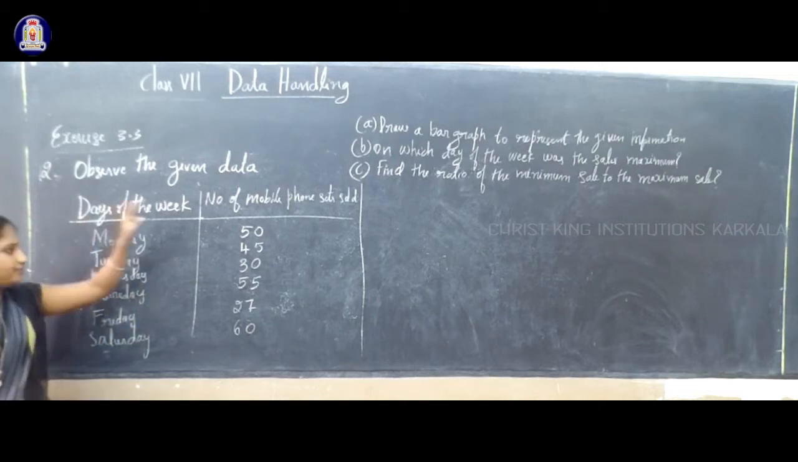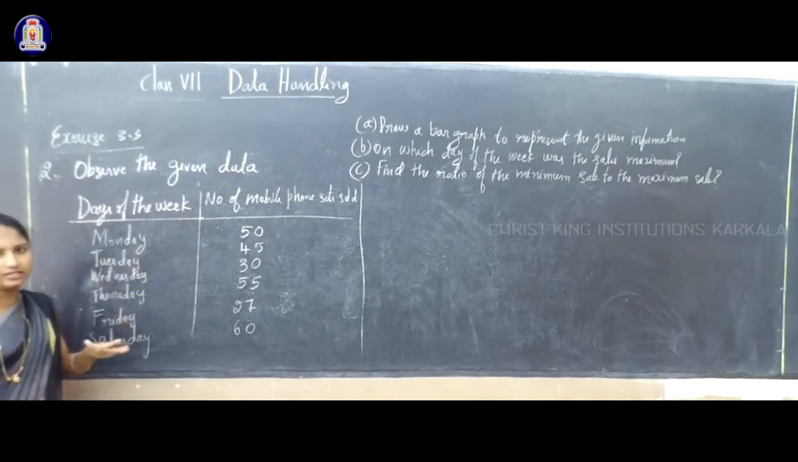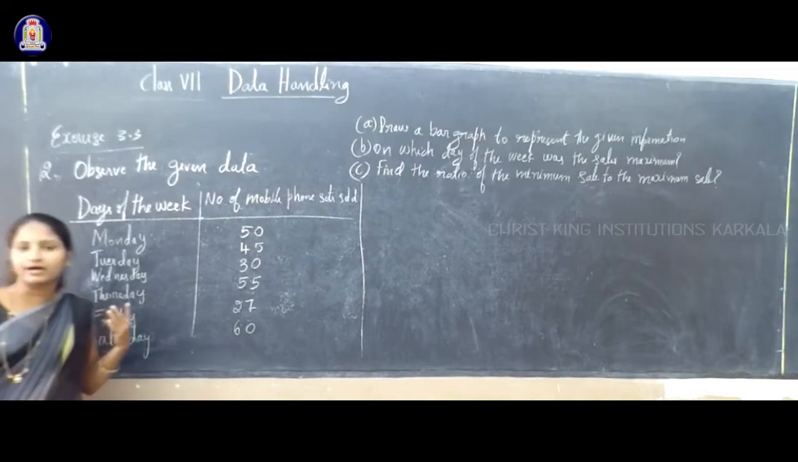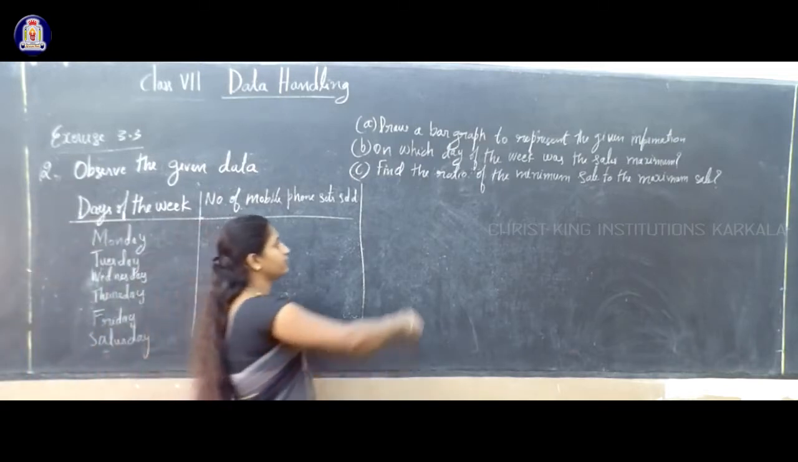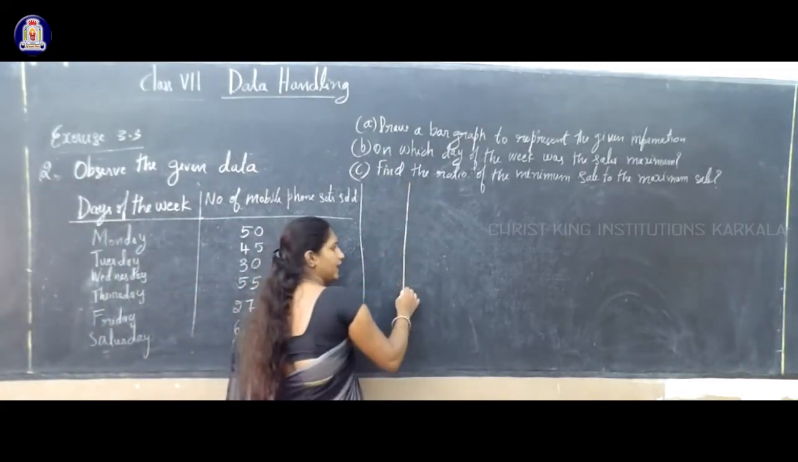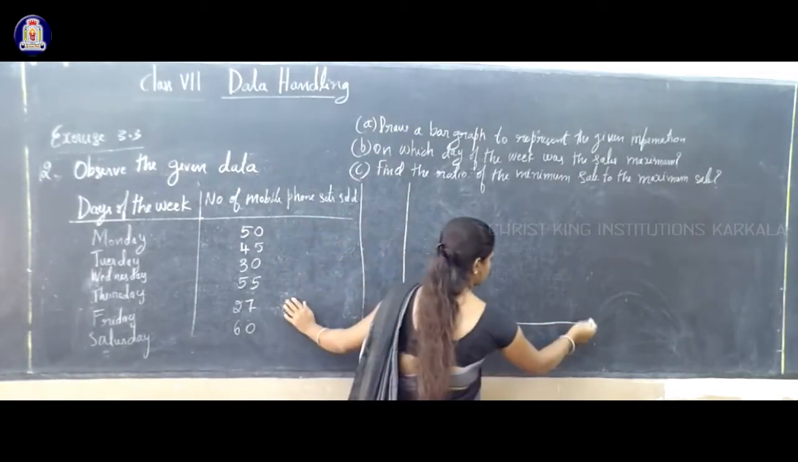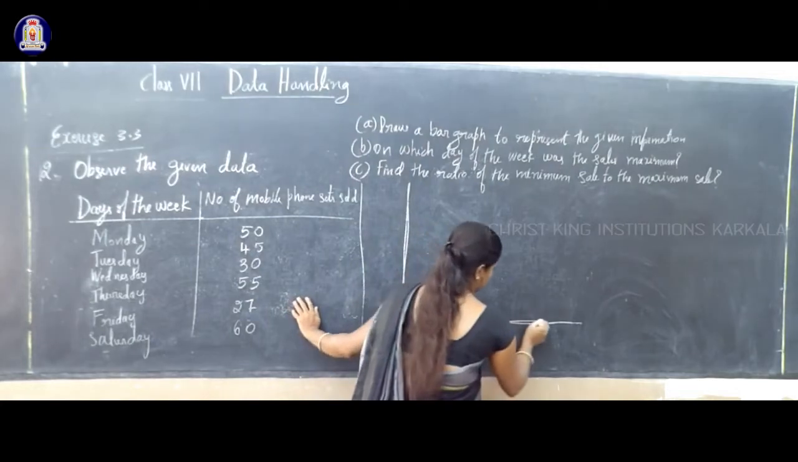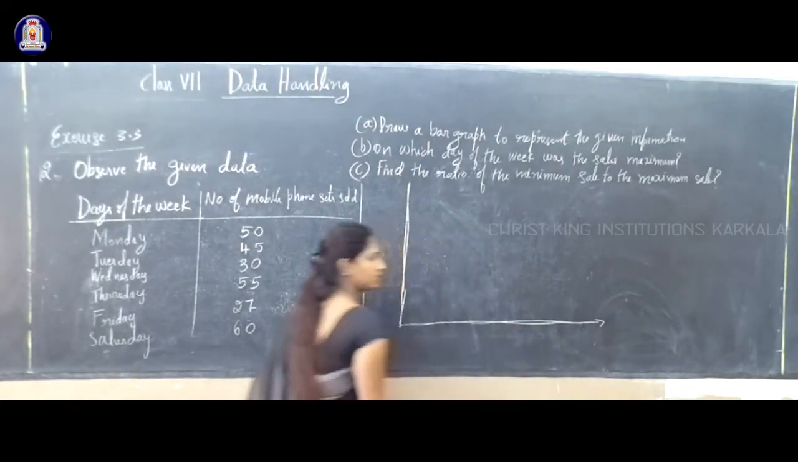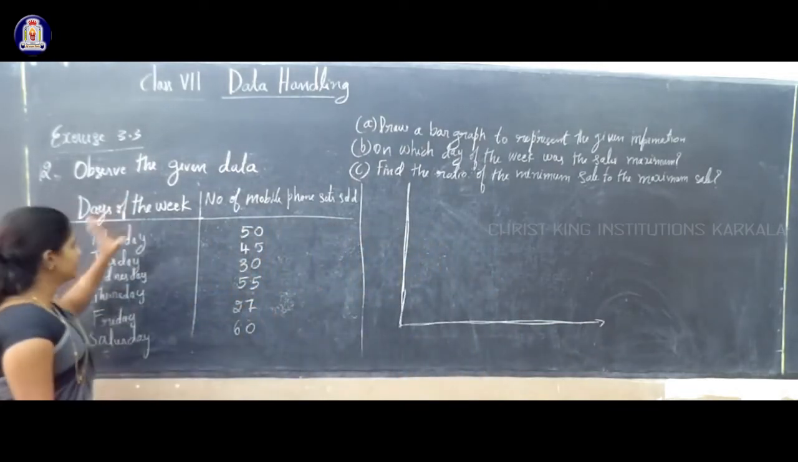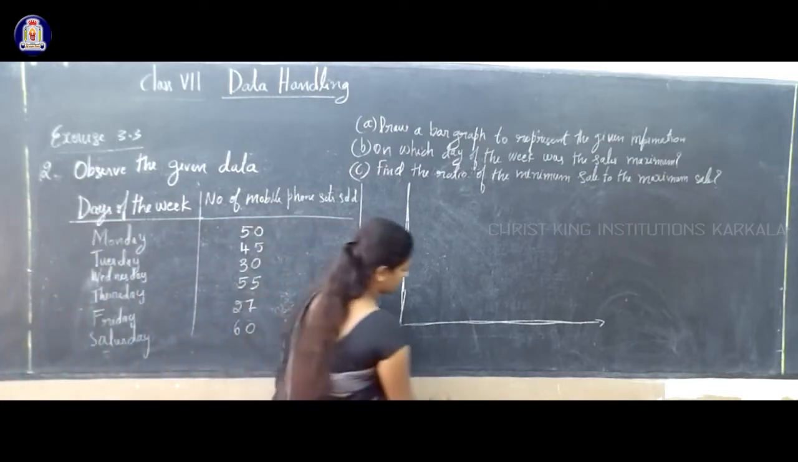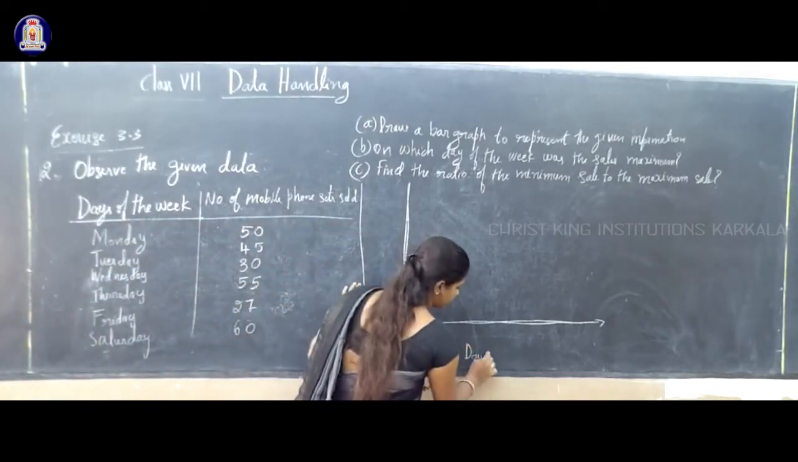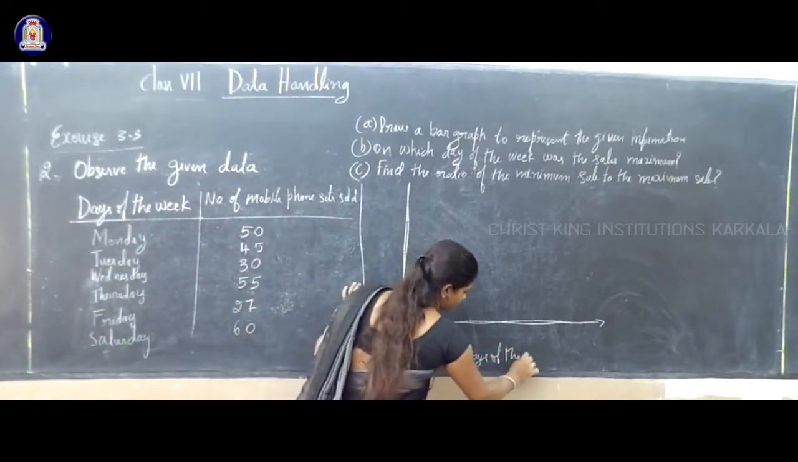Monday 50, like this it is given, right? So how can we represent it in a bar graph? First, you have to draw a vertical line and a horizontal line. Here on the horizontal line, write the days of the week. So on the horizontal line, what do you write? Days of the week.